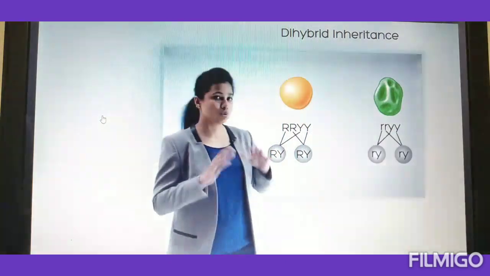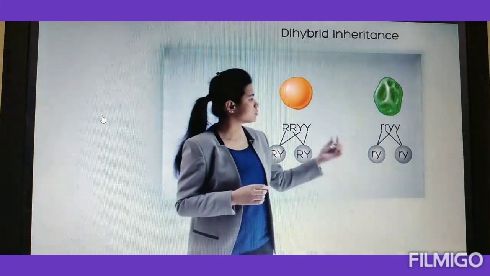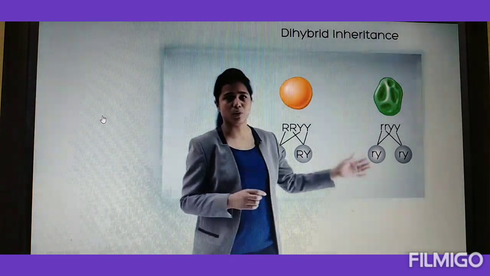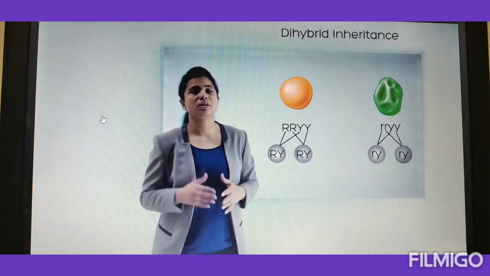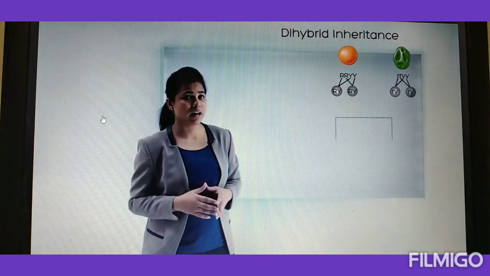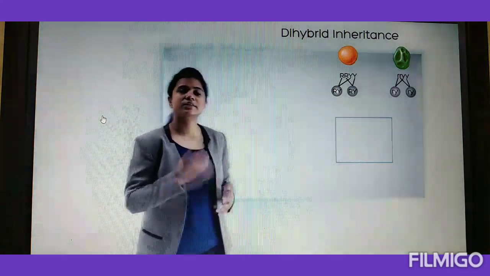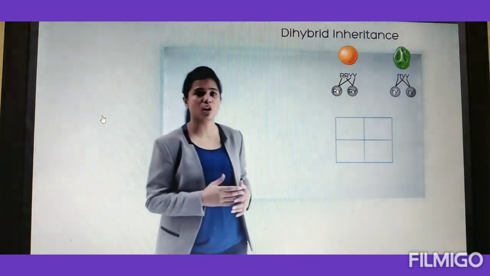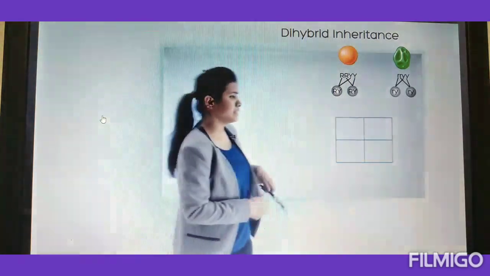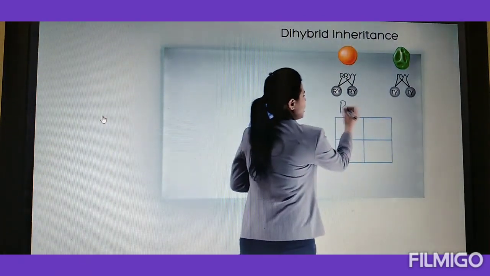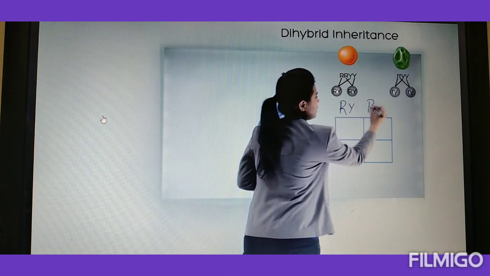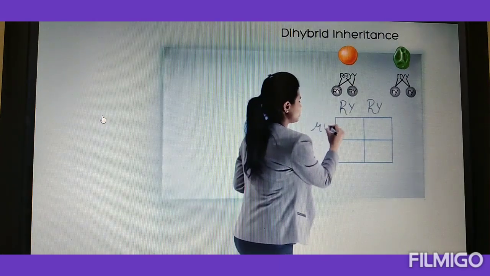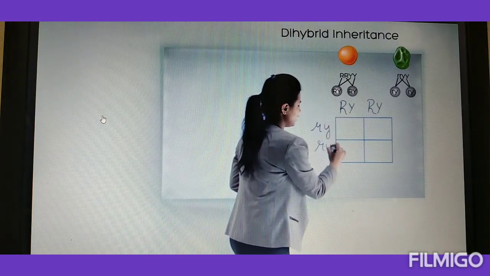Similarly, for this plant, two gametes will be formed which will have genes small r and small y, and the second gamete will also have small r and small y. So we have got the gametes. So let's draw the Punnett square to understand how we can fuse them. Since there are two gametes formed from each parent, there will be two rows and two columns in the Punnett square. Now I will write the gametes here. So it will be capital R and capital Y. Again capital R and capital Y. Similarly, I will write small r and small y. Again small r and small y.